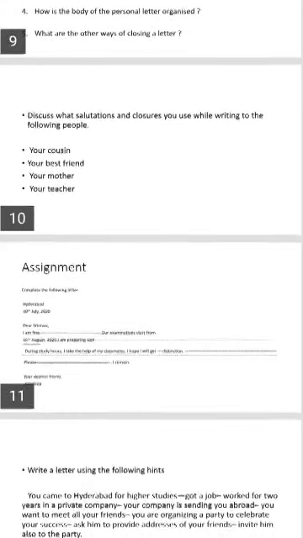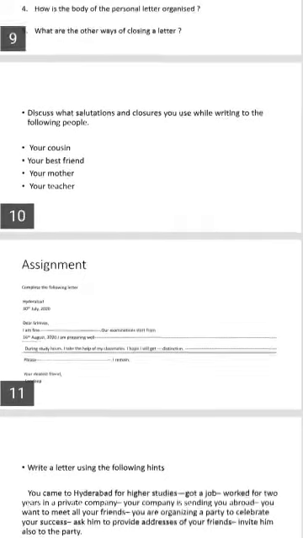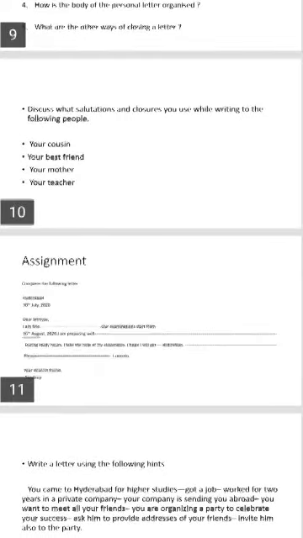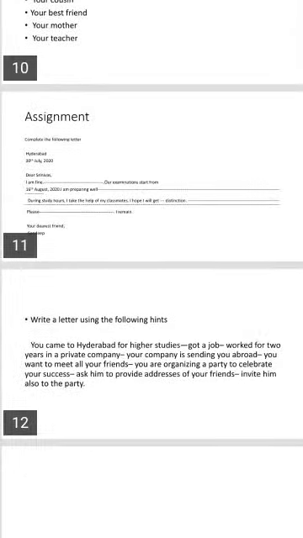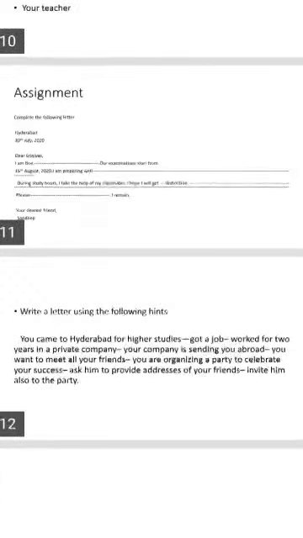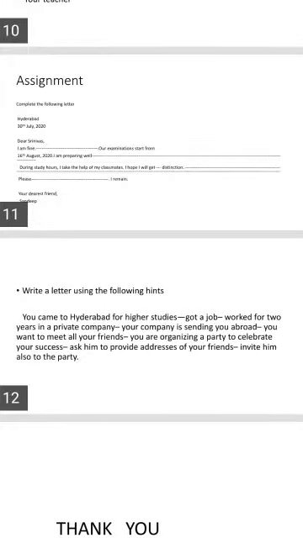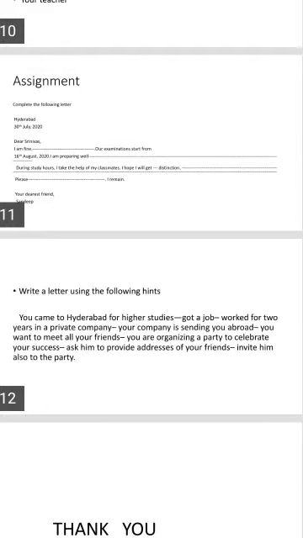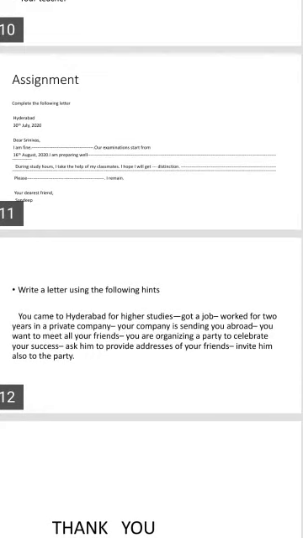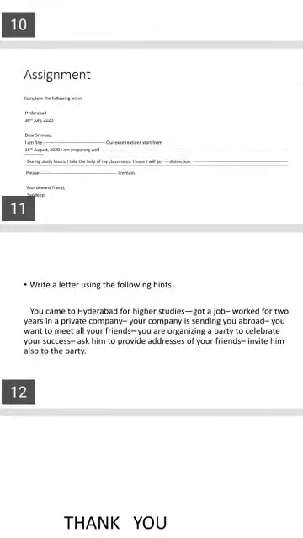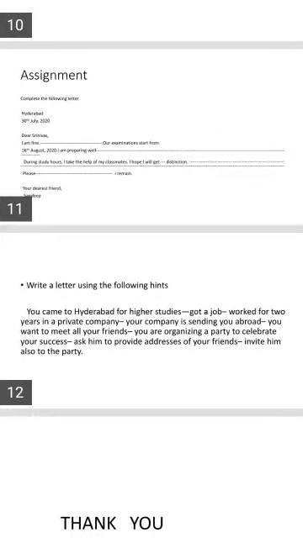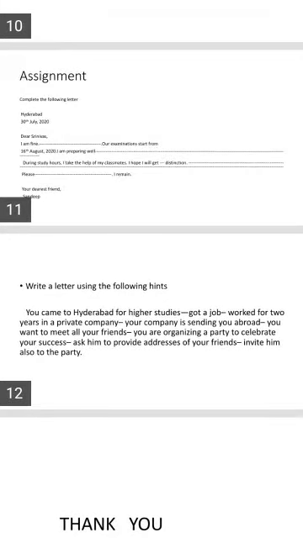The next one. A letter is given. You have to complete this letter. Some blanks are left in this letter. You have to complete the letter. See, it is written in American model.